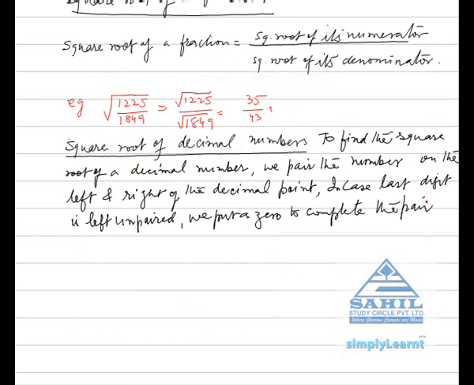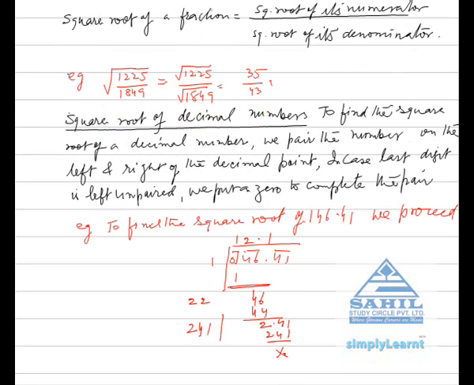Square root of a decimal number. To find the square root of a decimal number, we pair the number on the left and right of the decimal point. In case the last digit is left unpaired, we put a 0 to complete the pair. For example, to find the square root of 146.41, we proceed as under. We pair the last two decimal places and then we proceed to pair 6 and 4. Since 1 is left alone, we put a 0 to make the pair complete. Now proceed as usual and the square root is 12.1.